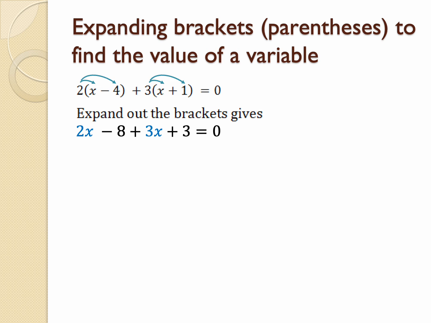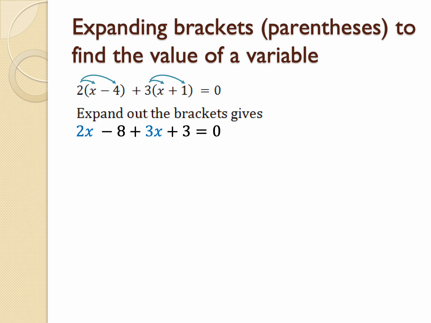So as you can see, we got 2 times x became 2x, 2 times minus 4 became minus 8, 3 times x became 3x, and 3 times 1 became 3. Now what do we have to do? We have to simplify this long algebraic expression on the left side. So, the principle for that is we collect the like terms, the terms that are similar to each other.